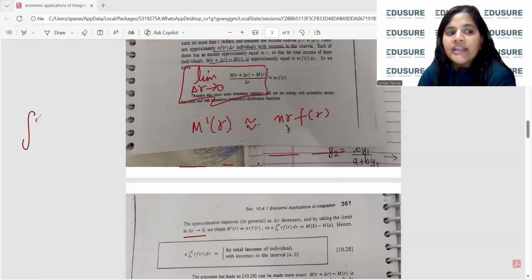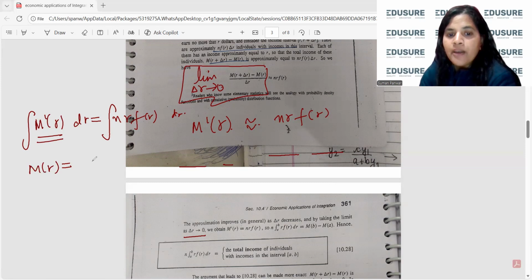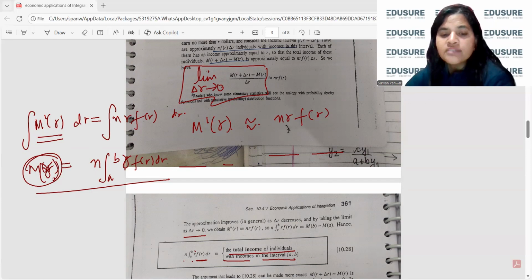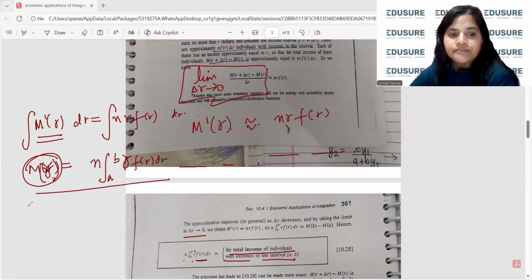And therefore, when I integrate M dash R with respect to R, it will be the integration of N R F R with respect to R. Now, the integration of M dash R is M R, and the right side comes out as N times the integral from A to B of R F R dR. So what is N times the integral from A to B of R F R dR? It is the total income of individuals with incomes in the interval. So this is nothing but the expression M R. M R is the total income of individuals earning less than or equal to R dollars. No more than R dollars means less than or equal to R dollars.